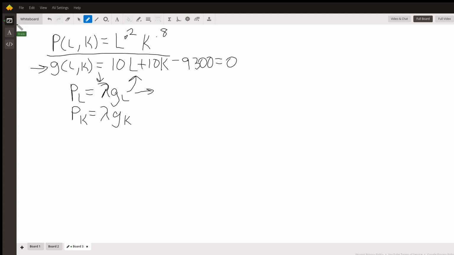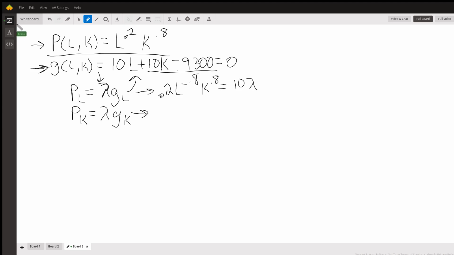So what does it get us? Our production function, derivative with respect to L, is 0.2 times L to the power 0.2 minus 1, which is negative 0.8, times K to the 0.8 equals, and then the constraint function derived with respect to L is just 10. Everything else is 0 because they don't have L's in them. Equals 10, and then times that constant, call it lambda.